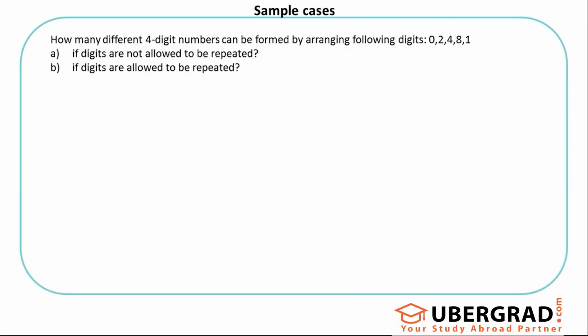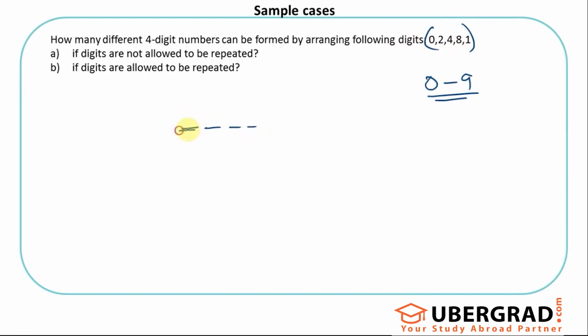Now let's look at this. How many different 4-digit numbers can be formed by arranging the following digits: 0, 2, 4, 8, 1? Now I am not allowing you to use everything between 0 to 9. I am only restricting you to use these 5 digits. And I need to make a 4-digit number.